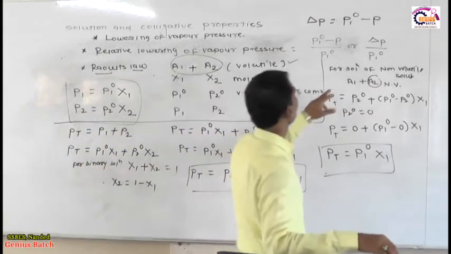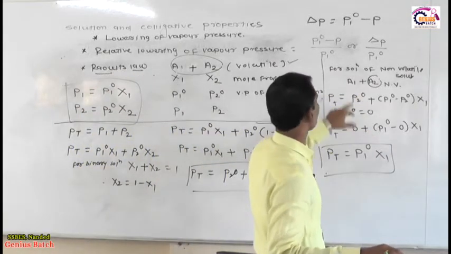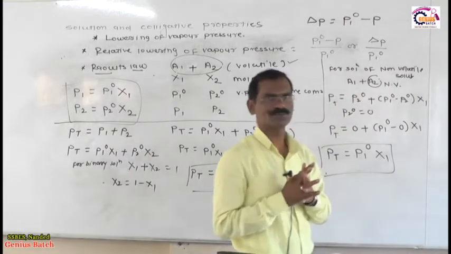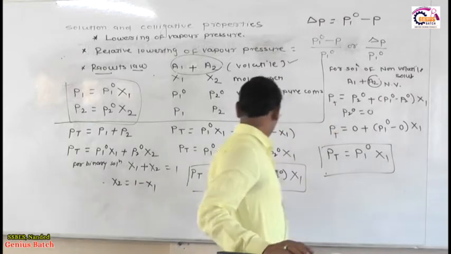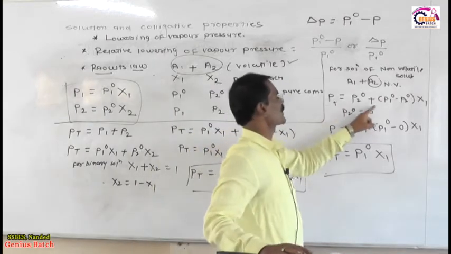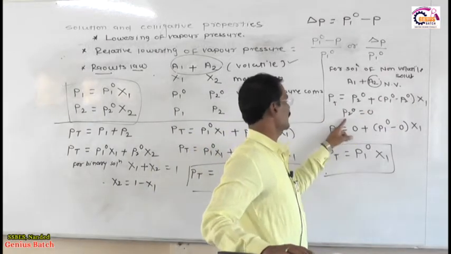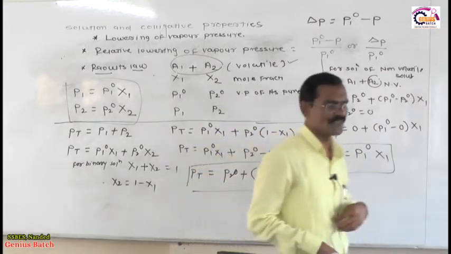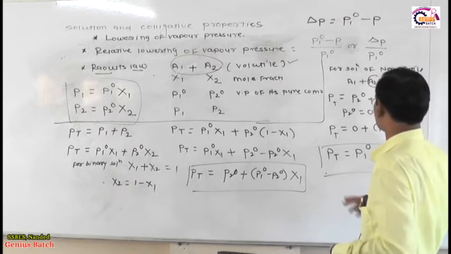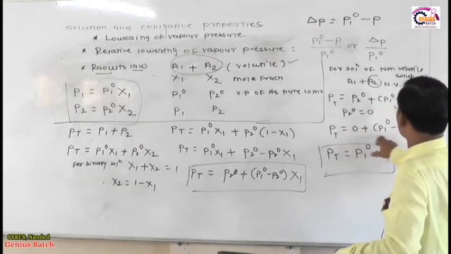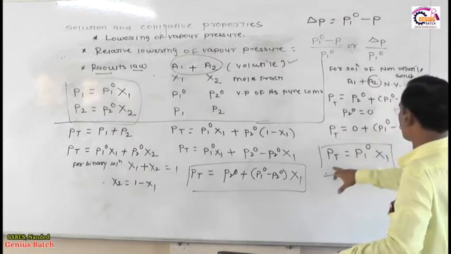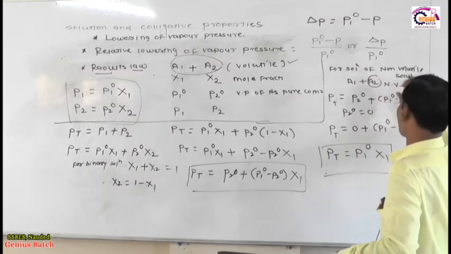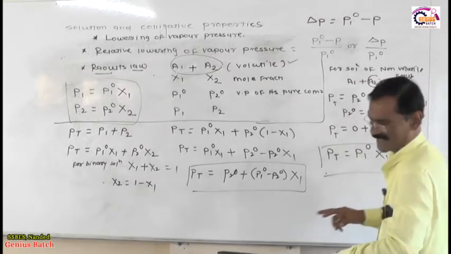Now come here, for a solution of non-volatile solute. Suppose A1 plus A2, A1 is volatile, A2 is non-volatile. Then the total pressure formula is Pt is equal to P2⁰ plus (P1⁰ minus P2⁰) x1. The value of P2⁰ is 0, because the solute is non-volatile. A non-volatile solute doesn't have vapor pressure. Therefore Pt is equal to P1⁰ x1. So this is the vapor pressure for a solution which contains a non-volatile solute.